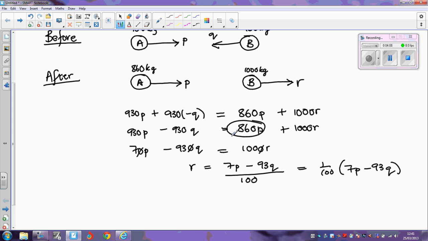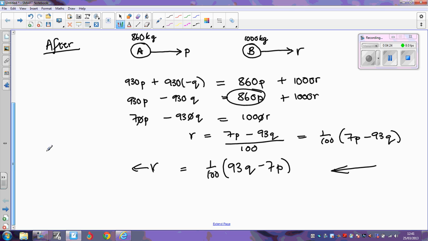But in fact, if we take r to be to the left, then the speed of r is going to be 1/100th, and I'm going to turn that round and make it 93q minus 7p. So if we are assuming that punt B is continuing in that direction, then its speed will be the given answer, which is 1/100th of 93q minus 7p. I've just changed the signs to reflect the fact that r is actually in that direction.